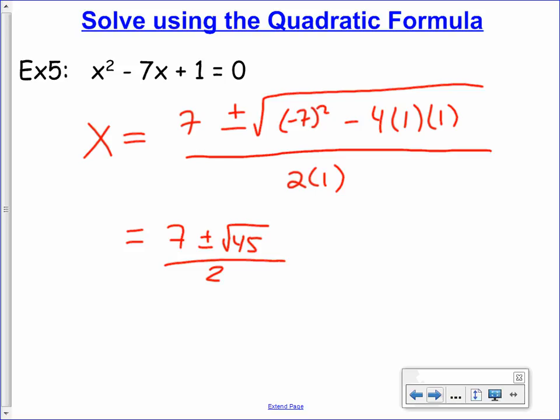45 can be simplified. If you leave it like this, you're not going to be able to reduce it. There might be another chance at the end, right? So reduce it as much as you can. This is 7 plus or minus 3 root 5 all over 2. Now you ask yourself, can it be reduced? No. Done.